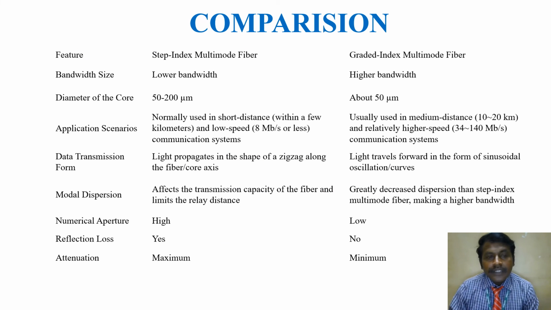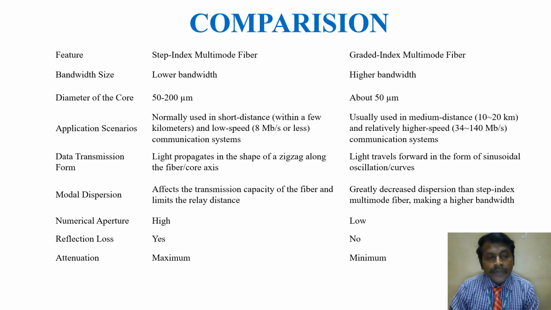Then we can go for the comparison. Between step index multimode and gradient index fiber, the bandwidth of step index multimode fiber is very low compared to gradient index fiber. In gradient index fiber, the bandwidth is higher. The core diameter of step index multimode fiber is 50 to 200 micrometer, but in gradient index fiber it is only about 50 micrometer. As for application, step index multimode fiber is used for very short distances within kilometers, but gradient index multimode fiber can go more than 10 to 20 kilometers.